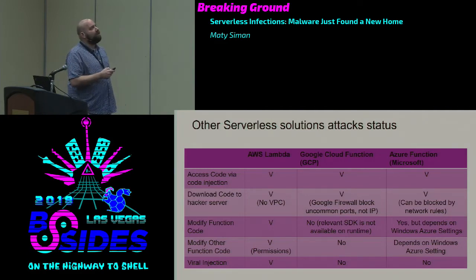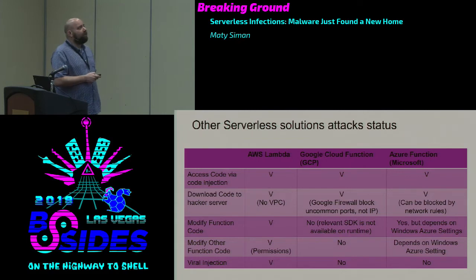Let's talk about, wow, this is really bad colors. Okay, so I'll walk you through it. We're comparing Lambda to Google Cloud and to Azure. Talking about accessing code via code injection, it's the same with all three of them. Downloading code to a hacker server: in AWS Lambda we managed because there was no VPC. In Google, there is some sort of firewall block, but it's just using ports. It doesn't really care about IP, which we find a bit weird, but there's probably a good reason for that. Microsoft, again, the default is really open, but it can be blocked by network rules.